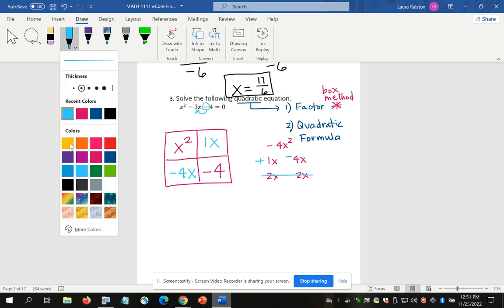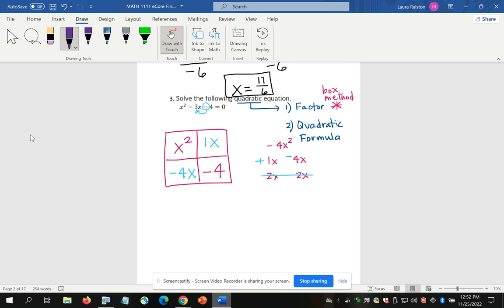And then we go all the way around the box. Top row, x squared and 1x have an x in common. We use the sign here, so it's a minus. Minus 4x and minus 4, we have a 4 in common. First column, x squared minus 4x, we have an x. 1x minus 4, we use the sign that's there, an understood plus, and we have a 1 in common. So this factors as x minus 4 times x plus 1, and that equals 0.